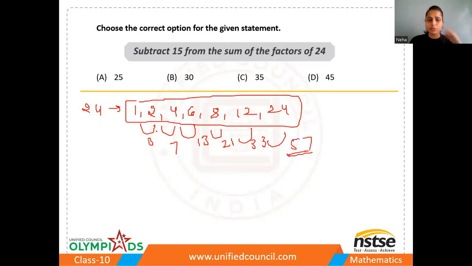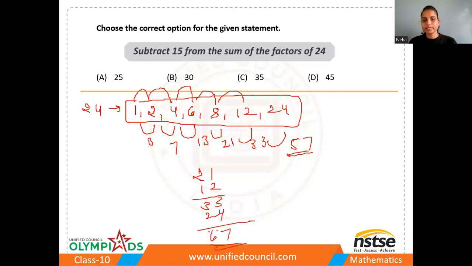Okay, wait, let me check it one more time. So 1 plus 2 is 3, 3 plus 4 is 7, 7 plus 6 is 13, 13 plus 8 is 21, 21 plus 12 is 33, and 33 plus 24 is... okay, it is correct. This is 57.